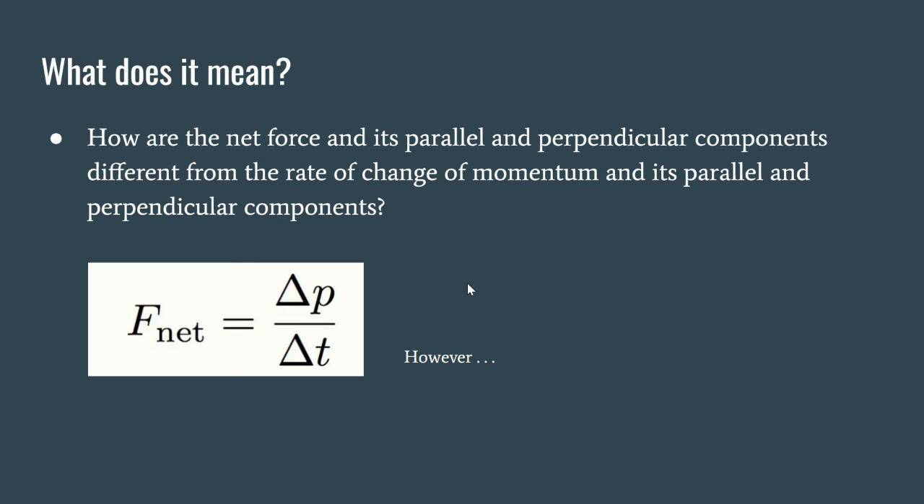So what does it mean? How are the net force and its parallel and perpendicular components different from the rate of change of momentum? Well, although we know F net is equal to delta p over delta t, which means they are numerically equal, conceptually, F net and delta p are obviously not equal. So F net is the unobservable force, whereas the rate of change is observable. So F net is the force that changes delta p, whereas delta p cannot do the same for F net. So F net influences delta p, not the other way around.